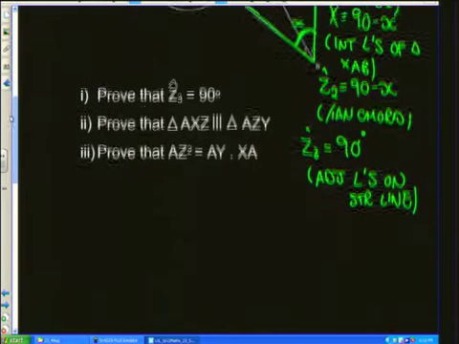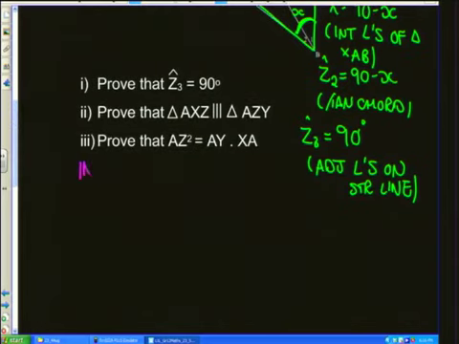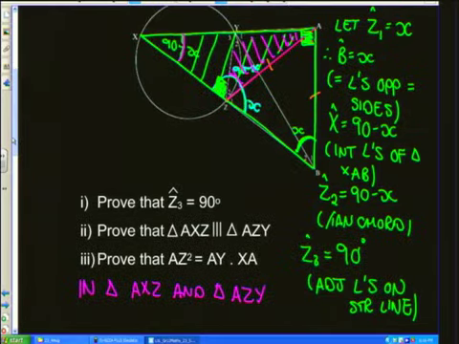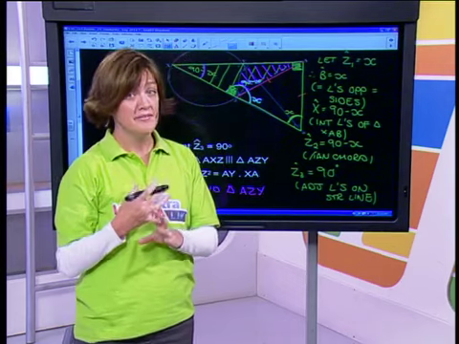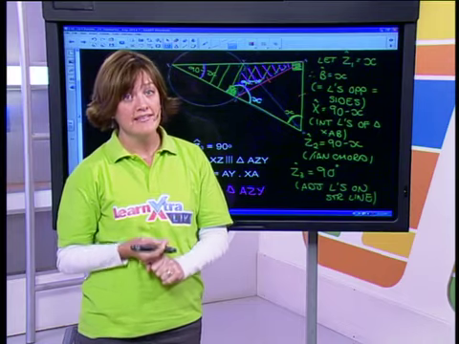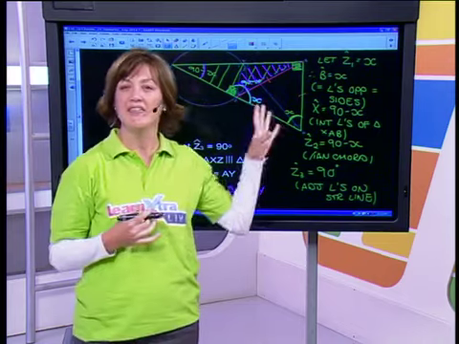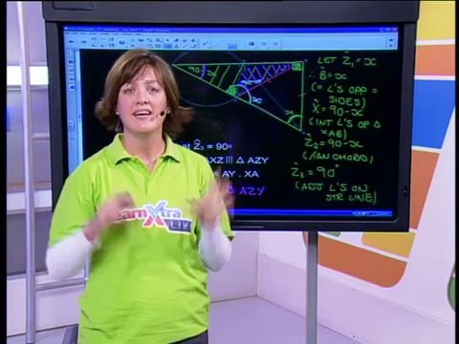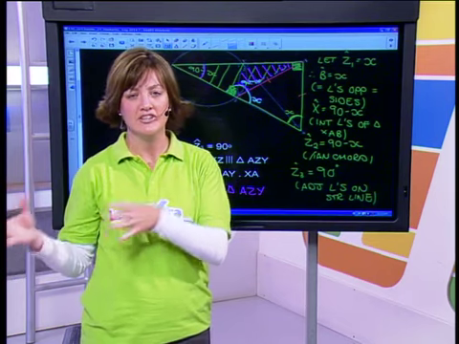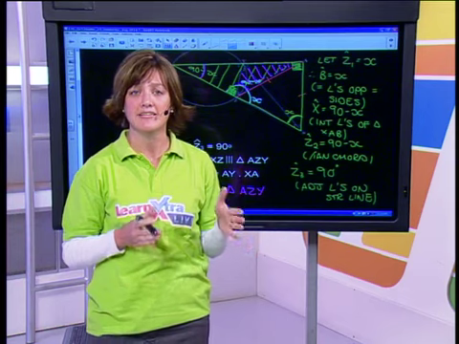So I'm just going to scroll up for a minute, and we start off by saying, in triangle AXZ and triangle AZY, okay? In those two triangles, remember, guys, the challenge here is we have to prove similarity, we're either looking for an angle, or we're looking for sides in proportion. Now, obviously, I don't have any lengths of the sides of these triangles, so I'm not going to be looking at that condition. I definitely am looking for angle.